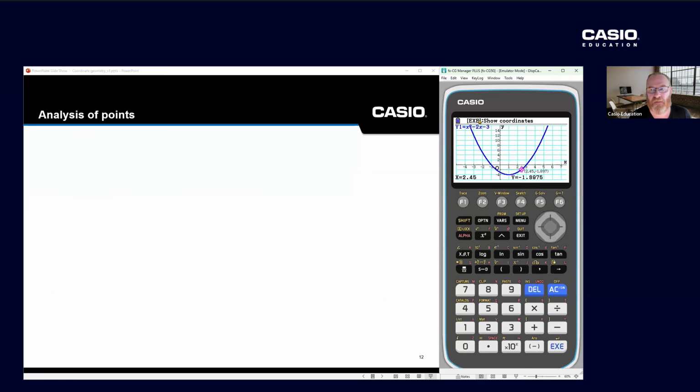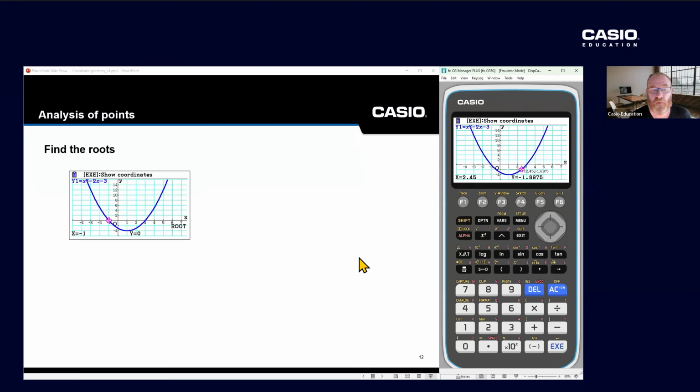If you want to do further analysis of the points, you can find the roots. To do that, press the yellow Shift key and G-Solve, which is F5. You can do all sorts of analysis here: roots, local max or mins, y-intercepts, intersections, and there are further options available. If you choose root, the cursor toggles to the leftmost root, and it's displaying the value of x at the bottom of the screen. That's the full value.